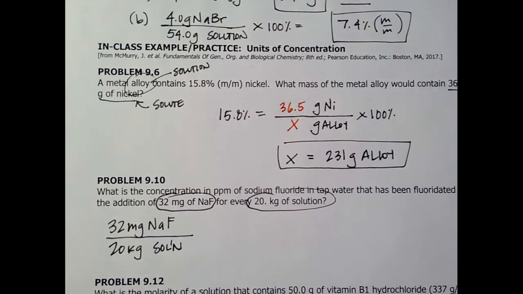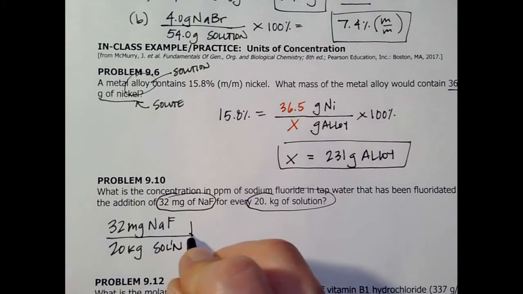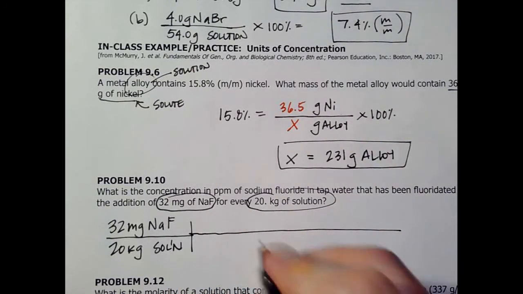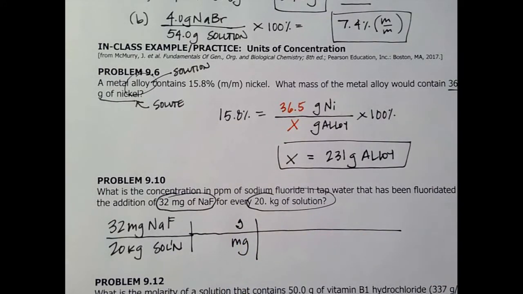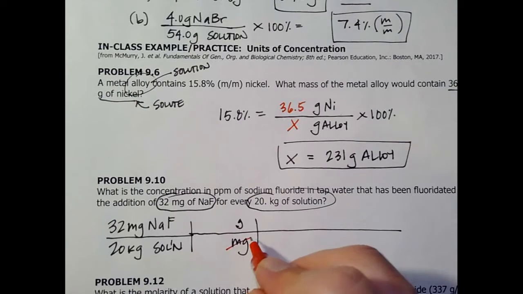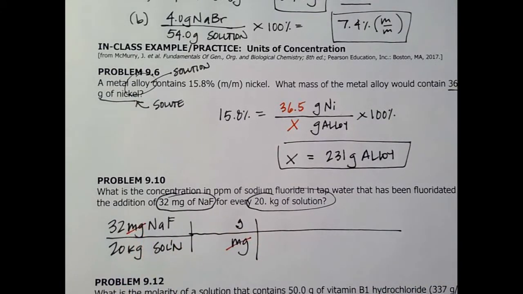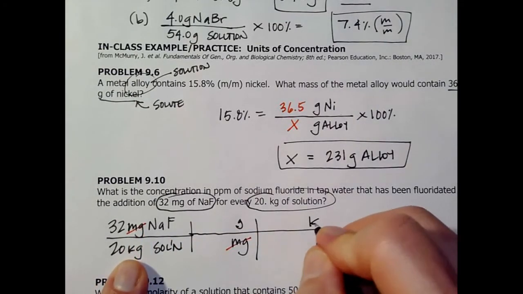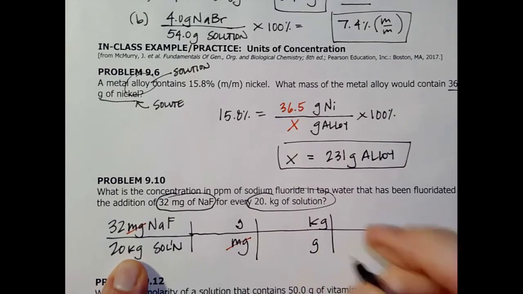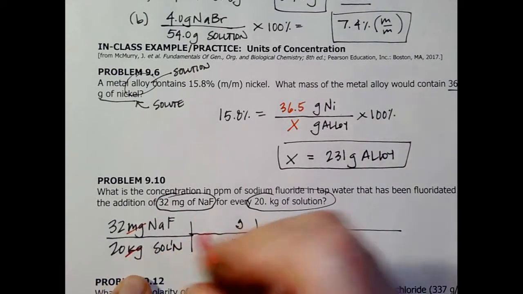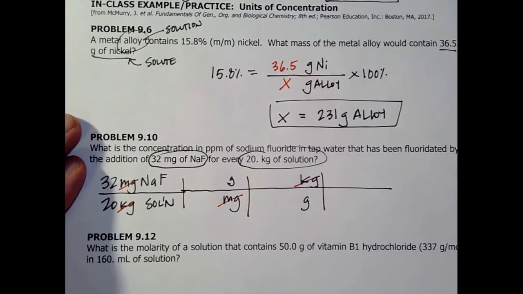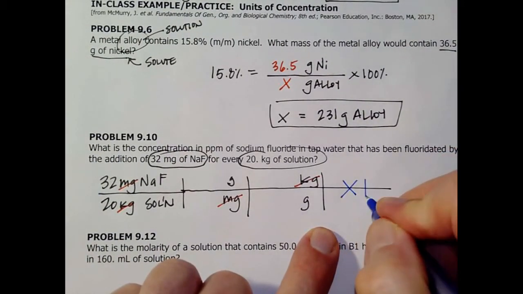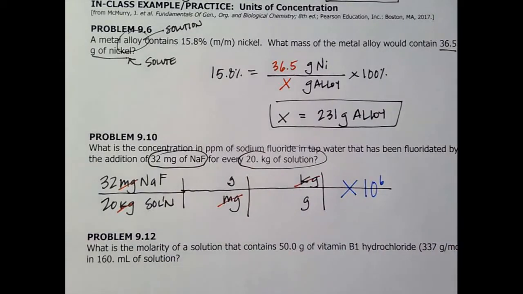The problem is the units have to be the same. So, okay, wait, it'd probably be easiest just to convert everything into grams, right? So that's going to get rid of milligrams. We've got kilograms there, grams. That will get rid of kilograms. And then to convert it to ppm, I'm going to have to multiply this times 1,000,000.